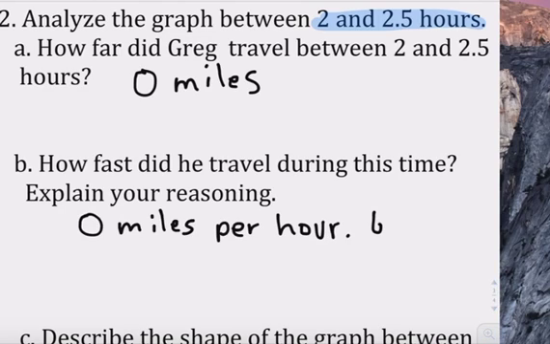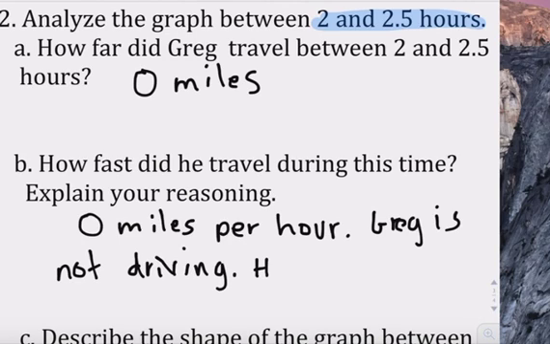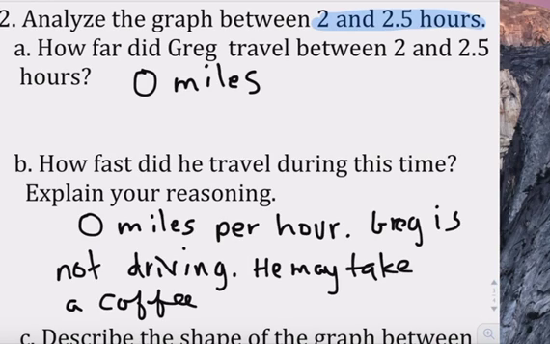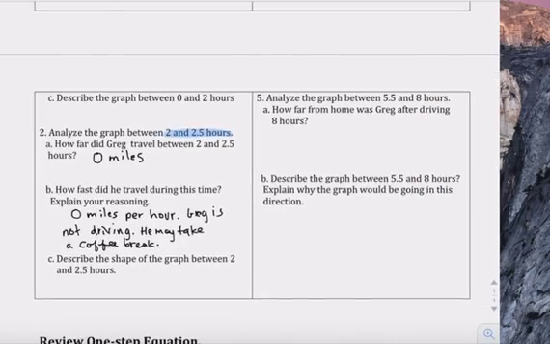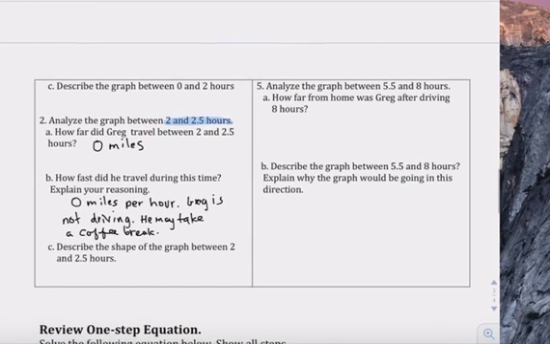Greg is not driving. He may take a coffee break or something. Explain your reasoning. That's important. You need to explain why he's not driving.